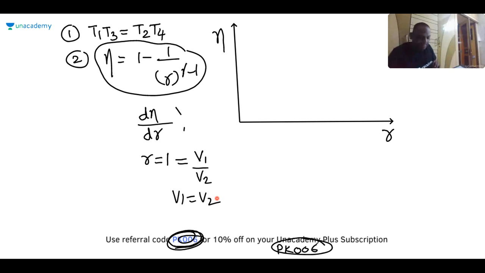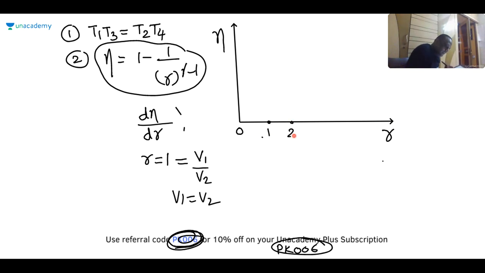I repeat, my dear students. When the compression ratio R, which is V1 by V2, is 1, the volume before compression and after compression are the same. This means compression is not taking place, so expansion is not taking place. When there is no work, efficiency is zero. That's why put R as 1. So here efficiency is 0. On this axis, you have R. R is 1.